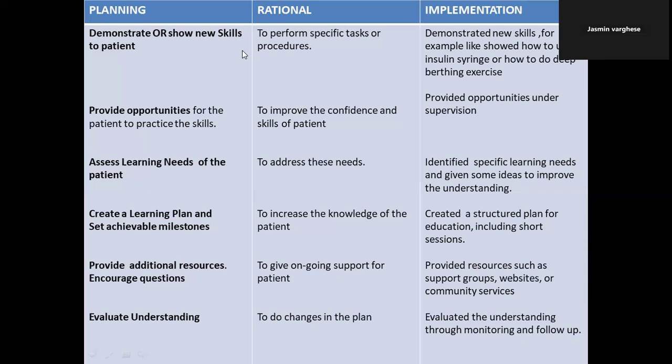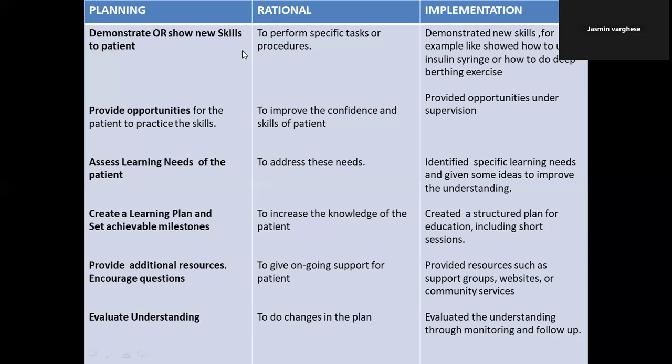Then create a learning plan and set achievable milestones. That is the next planning. What is the rationale? To increase the knowledge of the patient. When it comes to implementation, created a structured plan for education, including short sessions. The next planning is provide additional resources and encourage questions. For what? To give ongoing support for the patient. And what is the implementation? Provided resources such as support groups, websites or community services which are available.